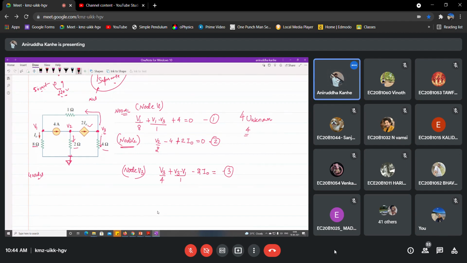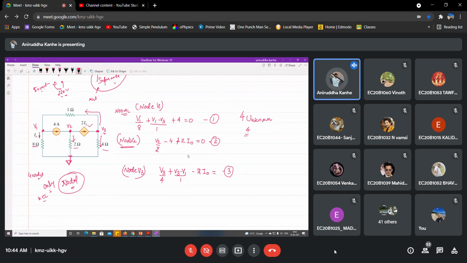No loop. Please don't go for any loop equation. You have already studied, we discussed, but this is purely nodal analysis. So I don't want to use any loop equation. Only nodal. That means KCL or basically Ohm's law. Okay, KCL only.